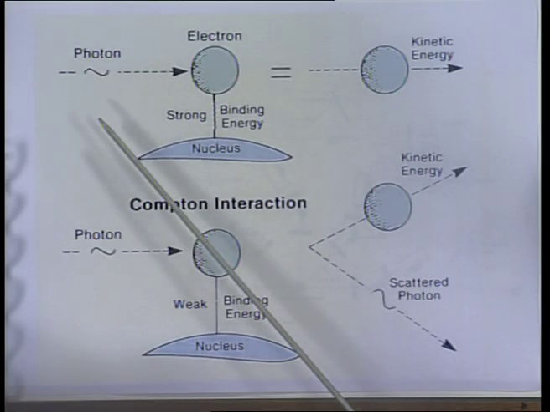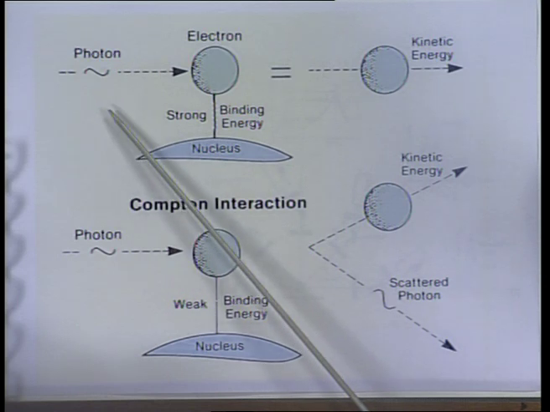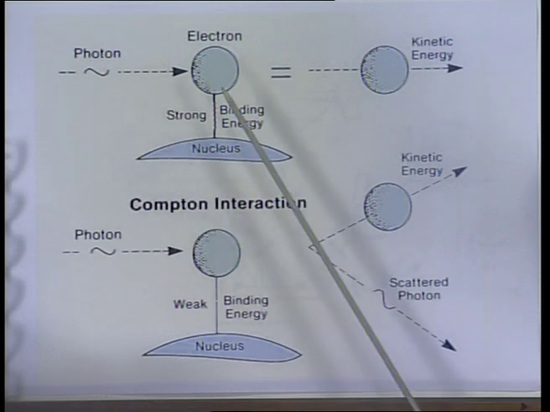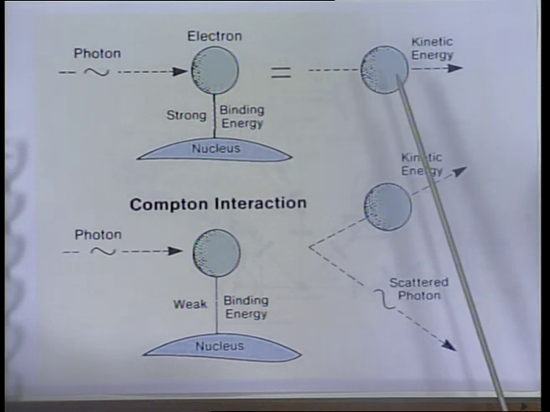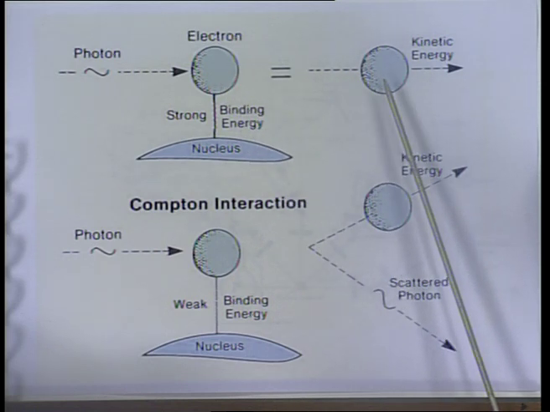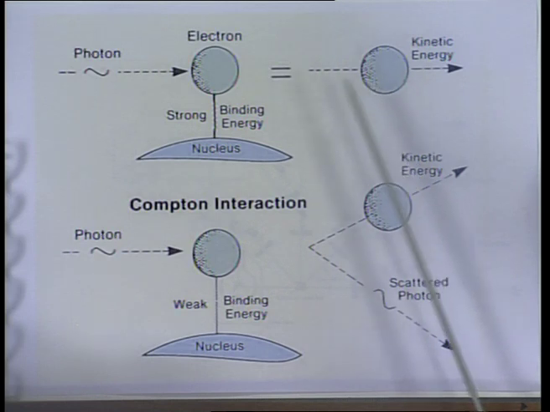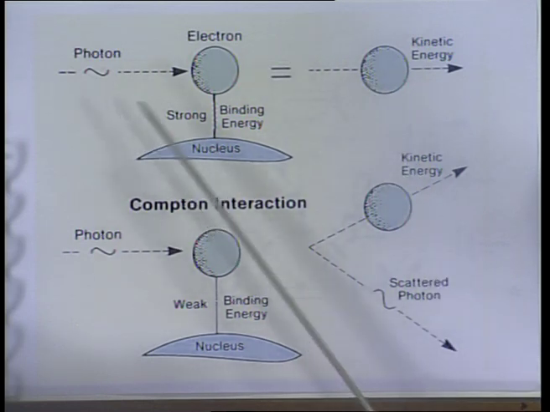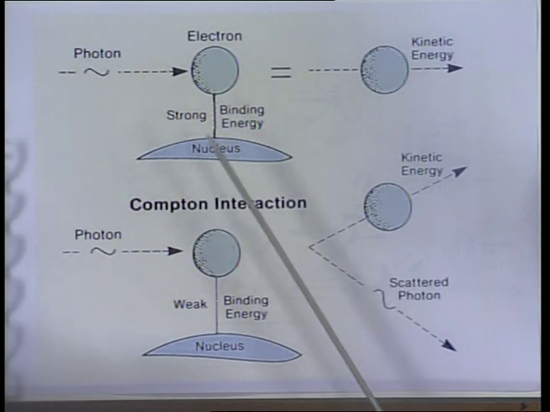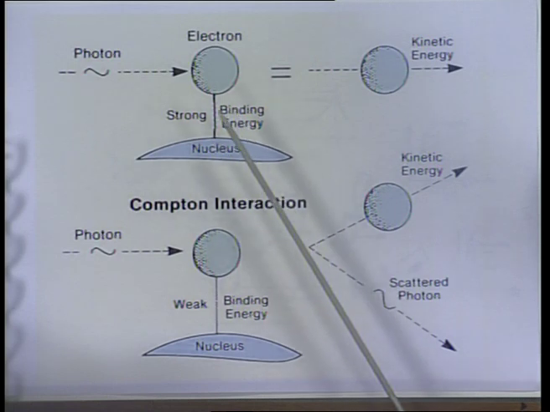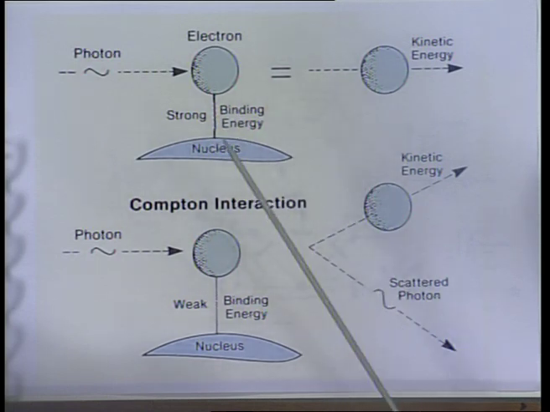In the photoelectric effect, the gamma photon transmits all its energy to the electron, and the electron will be liberated with a certain amount of kinetic energy. The energy of the photon should be greater than the binding energy of the electron with the nucleus. Then only it is possible to observe the photoelectric effect.